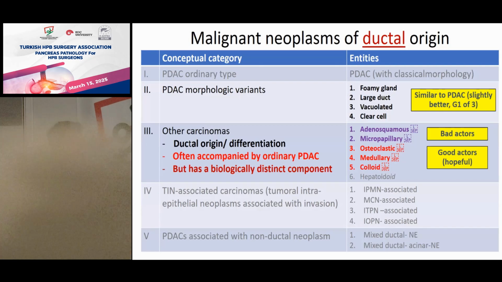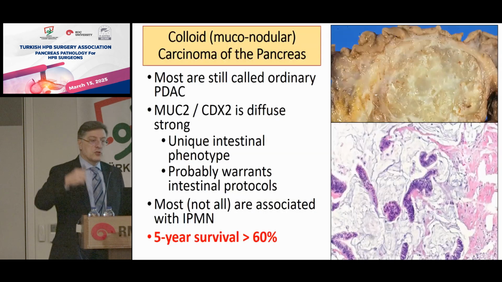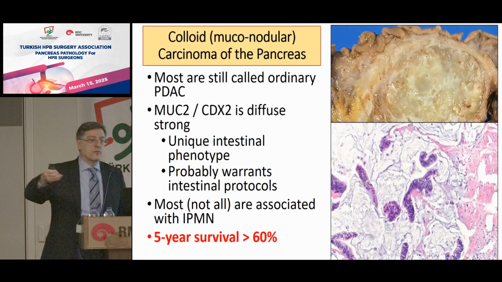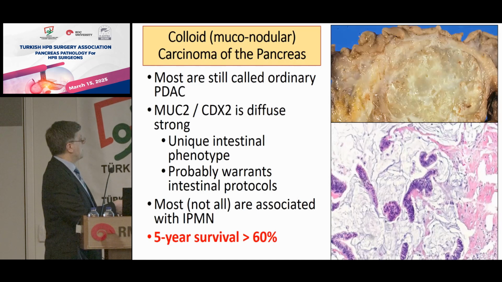And there are these bad actors like adenosquamous, but there are peculiar tumors that also have ductal lineage, also have a conventional PDAC component, but if they are predominant, like colloid carcinomas, they actually behave quite well. Please keep in mind, these form large tumors, gelatinous, a little bit more demarcated than usual. These are intestinal lineage cancers in the pancreas.